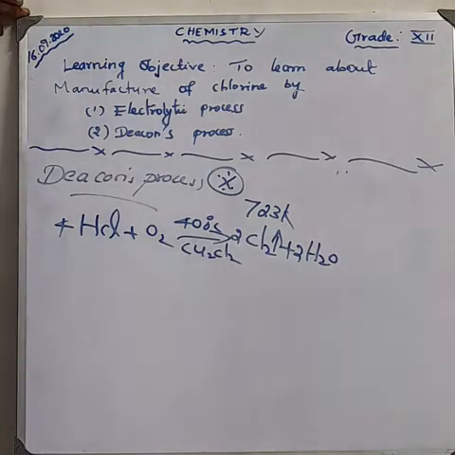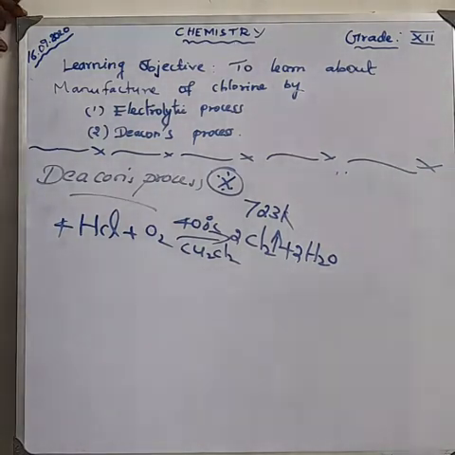Next, about bleaching powder. Already I told you about bleaching powder in the past video. The formula for bleaching powder is CaOCl2, calcium oxychloride. Here also we are taking Cu2OCl2, cuprous oxychloride, that we are taking.